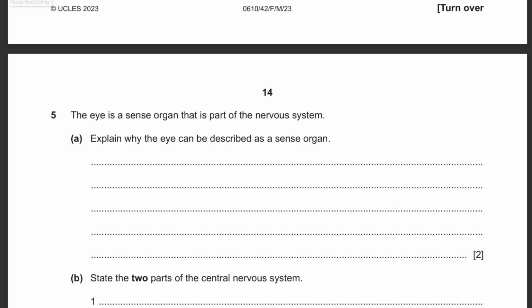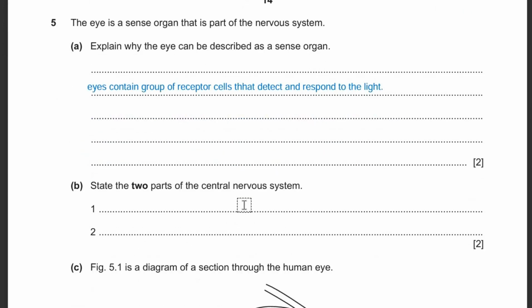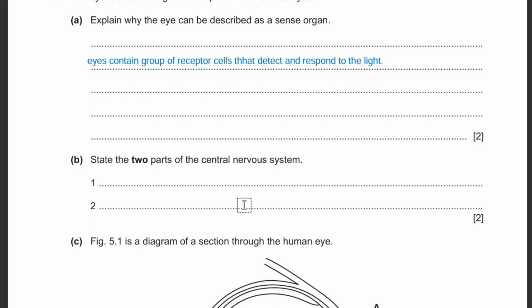So, we will write down that eyes contain a group of receptor cells that detect and respond to the light. Part B says name two parts of the central nervous system. So the CNS comprises two parts, that is the brain and the spinal cord.